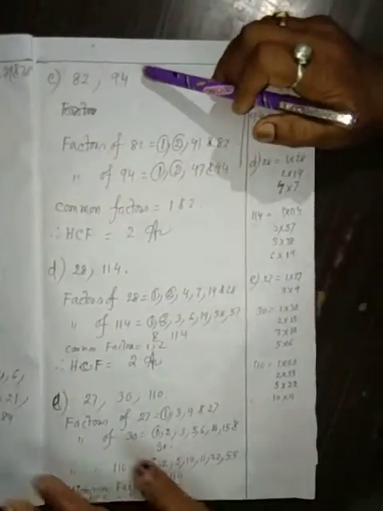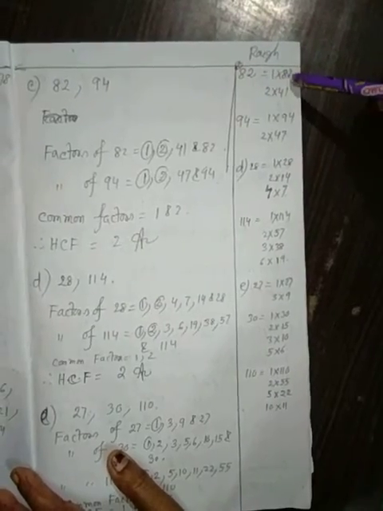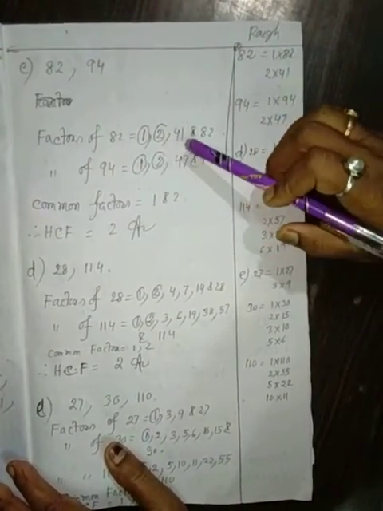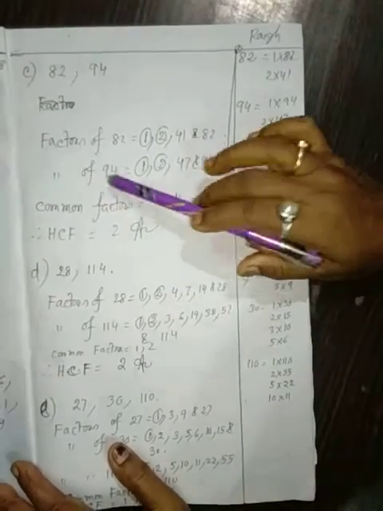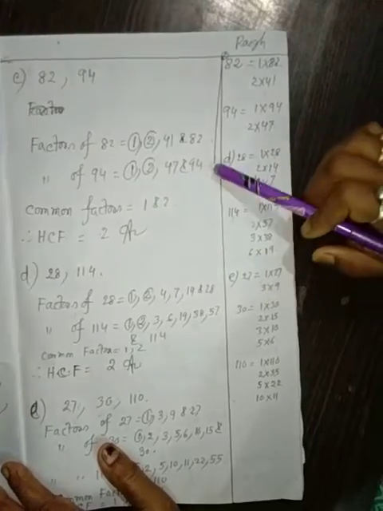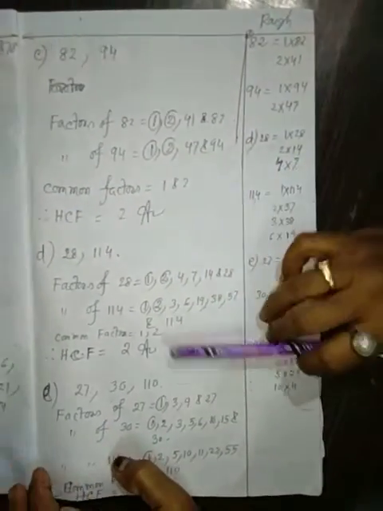C. 82, 94. Factors of 82: 1 into 82, 2 into 41. That is, factors of 82: 1, 2, 41 and 82. Factors of 94: 1 into 94, 2 into 47. That is 1, 2, 47 and 94. Common factors 1 and 2. That is HCF 2. Okay.